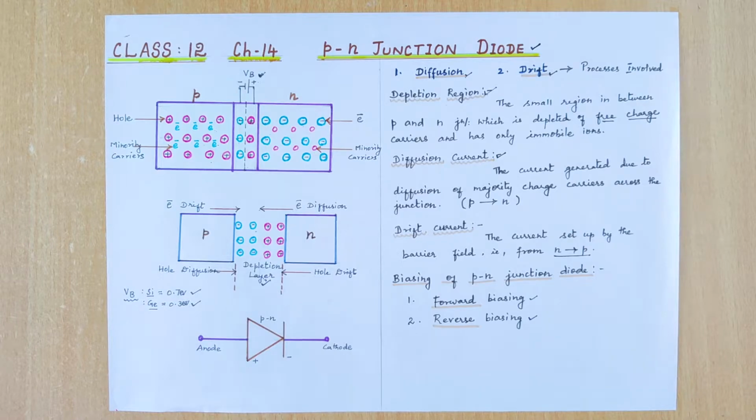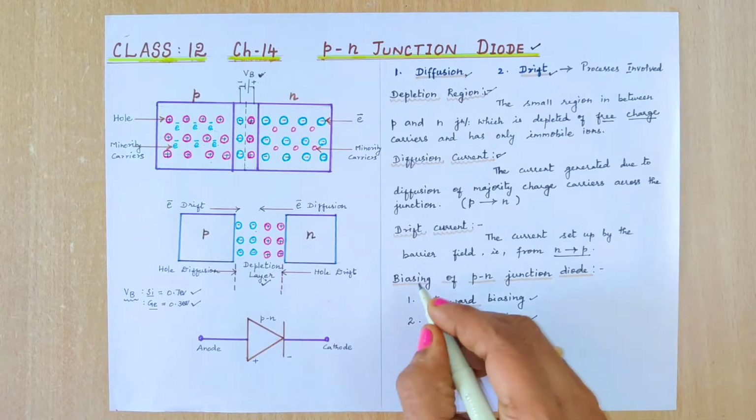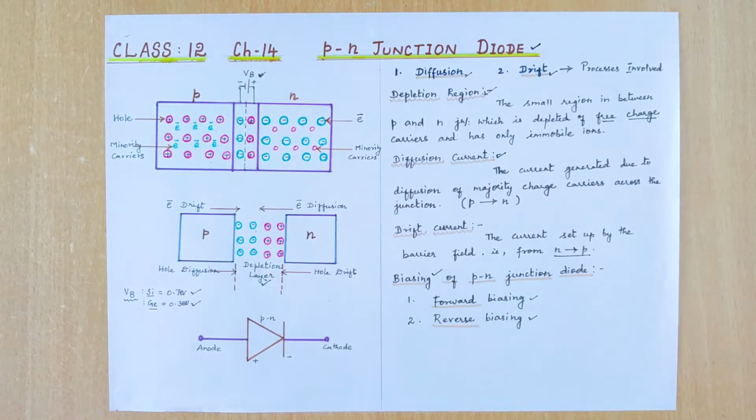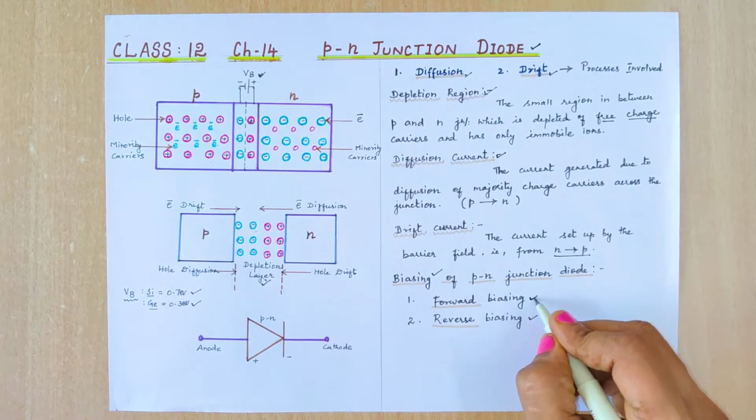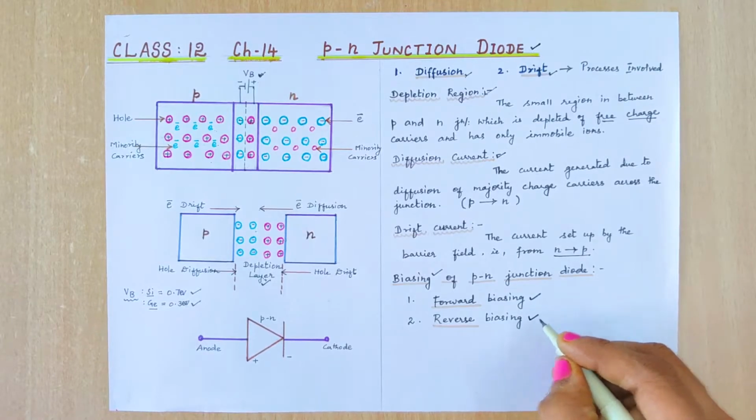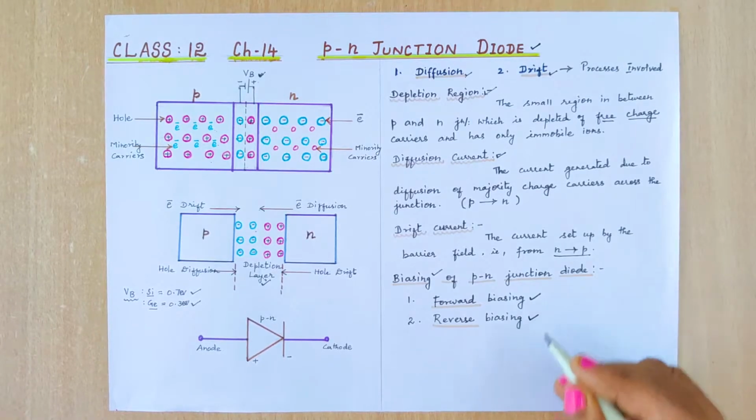In order to enable the majority charge carriers to flow across this junction and conduct electricity, the PN junction diode needs to be biased. That means an external supply is to be given. That technique is called biasing of the PN junction diode. And biasing of the PN junction diode involves two processes: one is forward biasing and the other is reverse biasing of the PN junction diode.